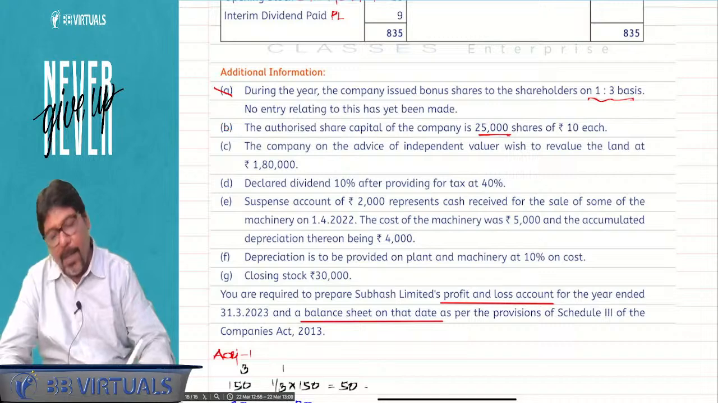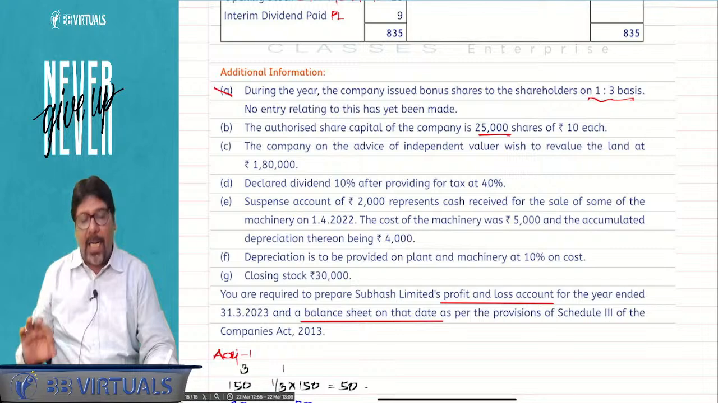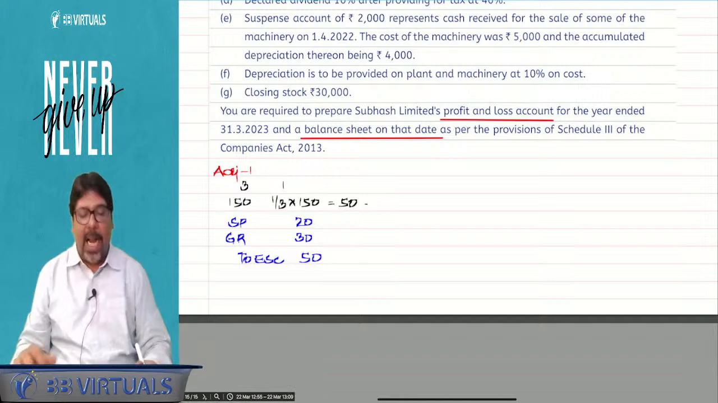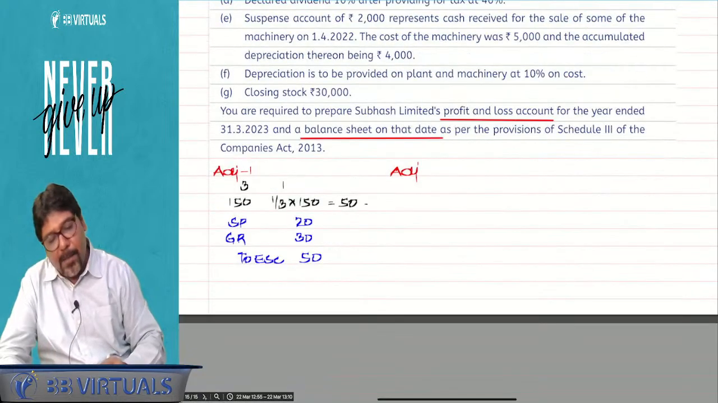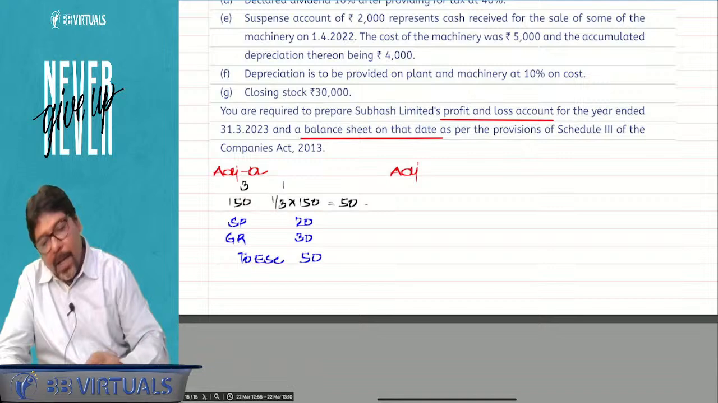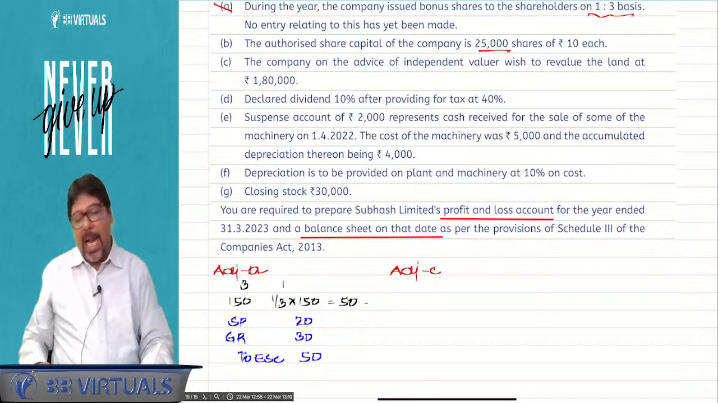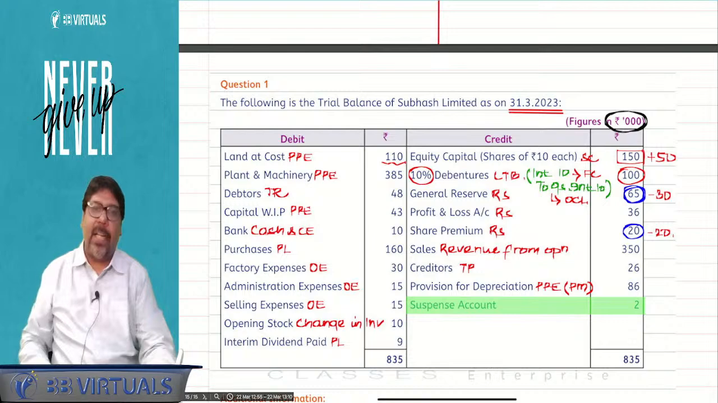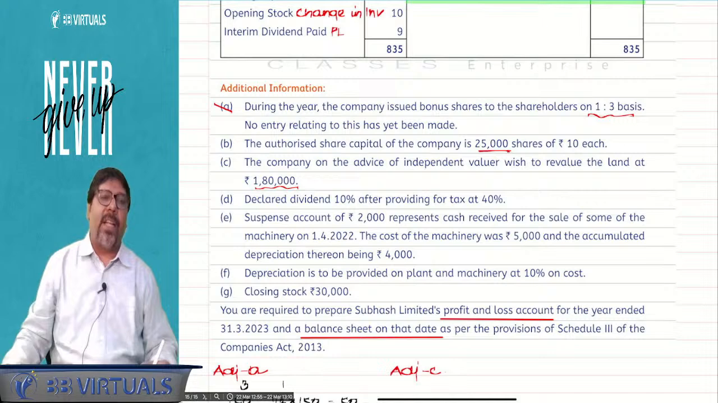Adjustment 3. The company, on the advice of an independent valuer, wishes to revalue land at 1,80,000. That means they want to revalue land. Land and building is given in the trial balance at how much? 1,10,000. They want to make it 1,80,000. So land will become 1,80,000, chartered accountants.